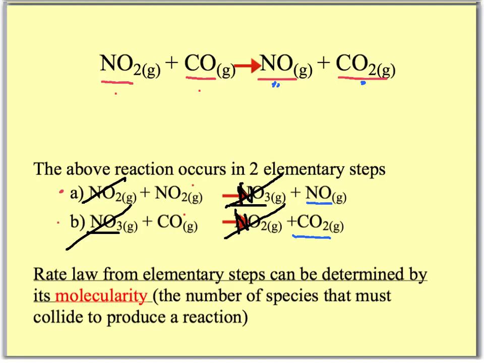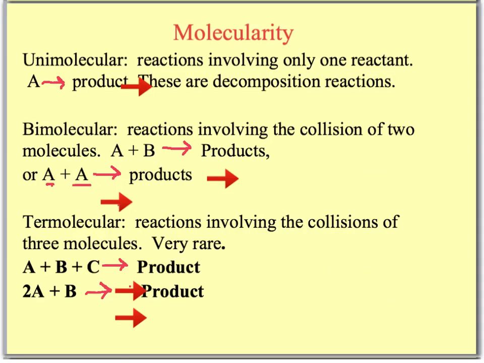So, how can we determine the rate law? We can determine the rate law from the elementary steps based on what is called molecularity. I know it's a new word. It's not too difficult. Try to use it as much as you can so you get in the habit of using our terminology. Molecularity is the number of species that must collide to produce a reaction.